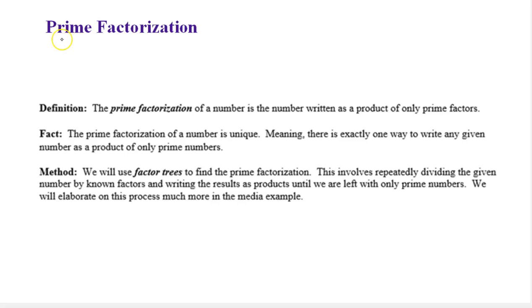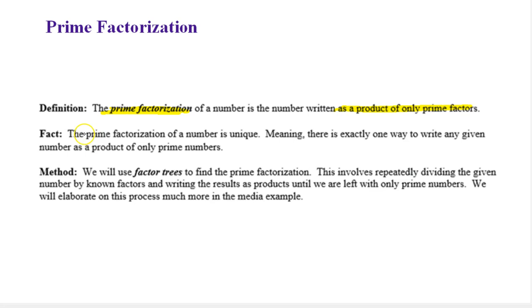In this video, we're going to learn to find the prime factorization of a number. The prime factorization of a number is a number written as a product of only prime factors. Unless the number is prime itself, there will be more than one prime factor that we'll write the number as. And here's a fact to know.